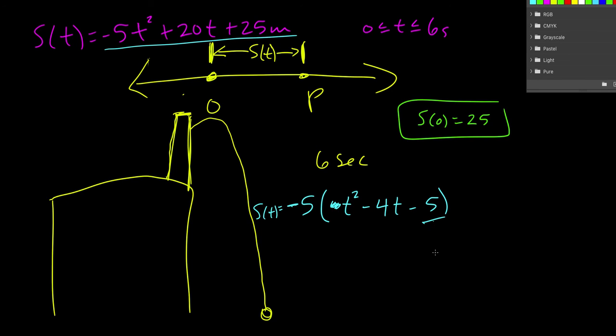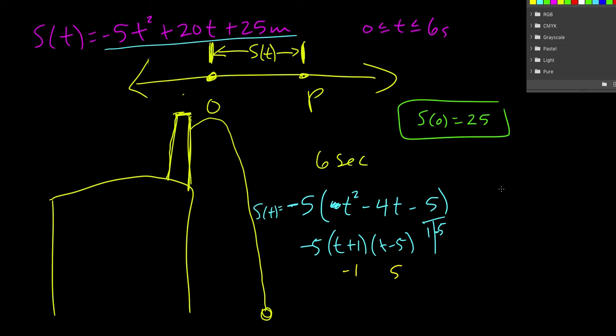And then we want to factor this, so 1 and 5. I'm going to do a negative 5, positive 1. So t plus 1, t minus 5. We still have the negative 5 out in front. Okay, and then from this we can pull out roots if we want to, negative 1 and 5.